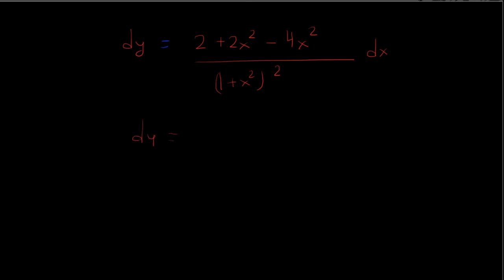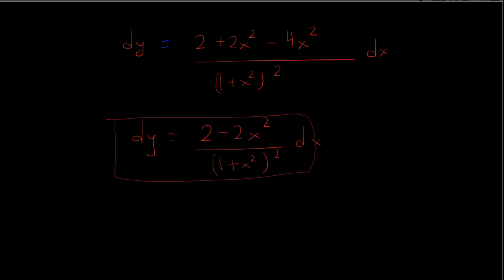So dy, and then 2x squared minus 4x squared is 2x squared. And that's going to be 1 plus x squared squared. And this is good enough. I cannot simplify the bottom.